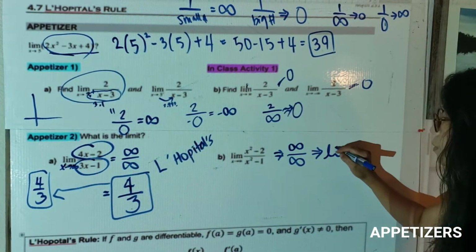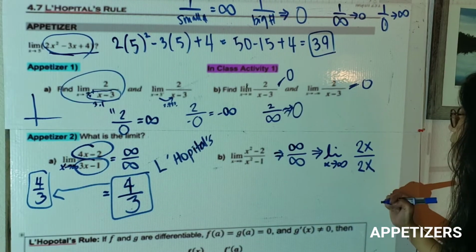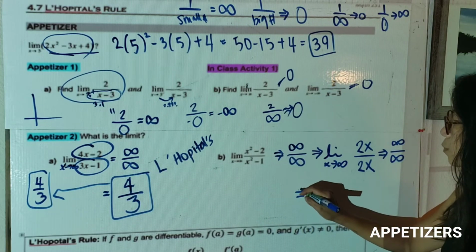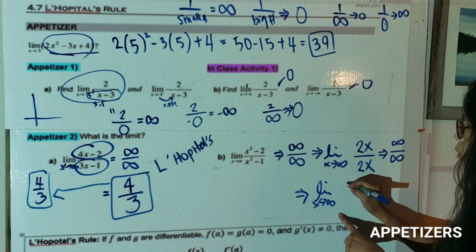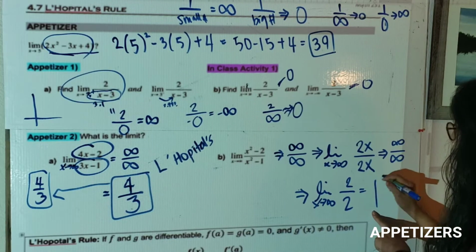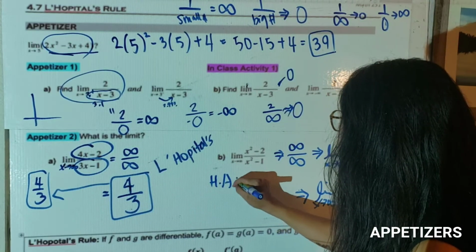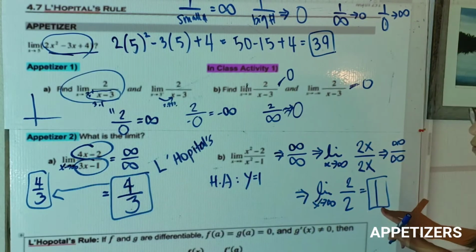So that's the limit as x goes to infinity. Then I get 2x over 2x. That still gives me infinity over infinity. So can I take a derivative one more time? Yeah. If I take a derivative one more time as x goes to infinity, I get 2 over 2, which is 1. That gives me the horizontal asymptote y equals 1. That's what we are looking for.